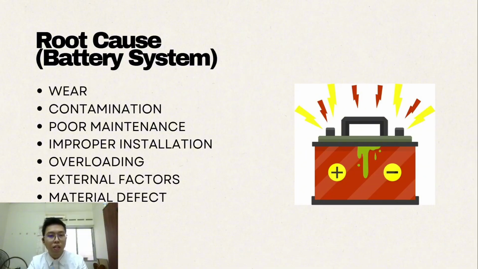So this is the root cause of the battery system. This includes wear over time, contamination, poor maintenance practice, and also improper installation and overloading can stress the battery. Additionally, external factors such as high temperature, vibration, as well as material defects may contribute to battery issues.